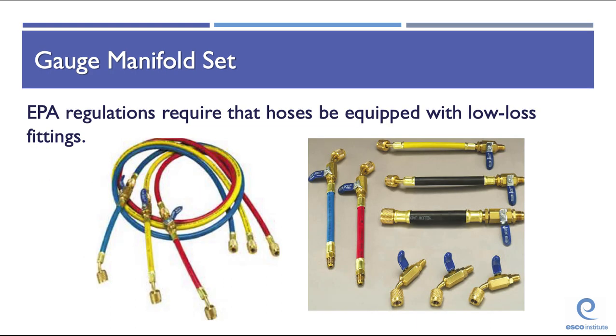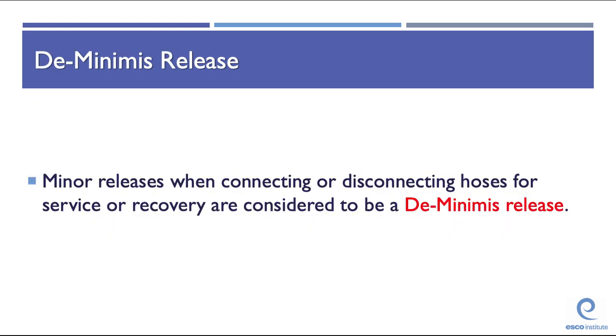The EPA recommends that hoses be equipped with low loss fittings or valves that manually close or which close automatically to minimize the refrigerant loss from the hoses when they're disconnected. The hoses used for service and with recovery equipment must be equipped with low loss fittings. Minor releases when connecting or disconnecting hoses for service or recovery are considered to be a de minimis release. This is a pretty important term. You may only have de minimis releases of refrigerants.